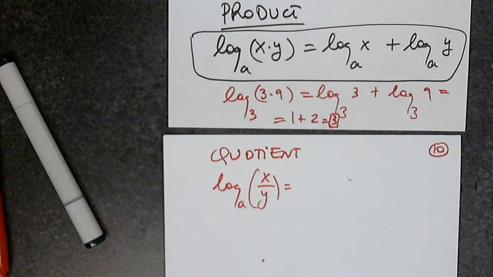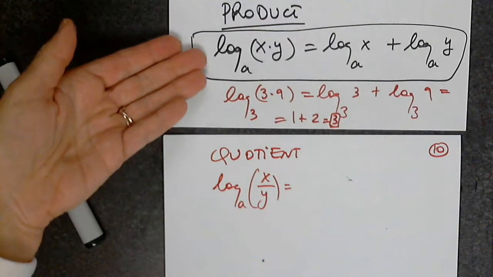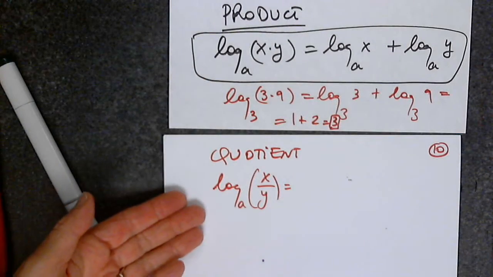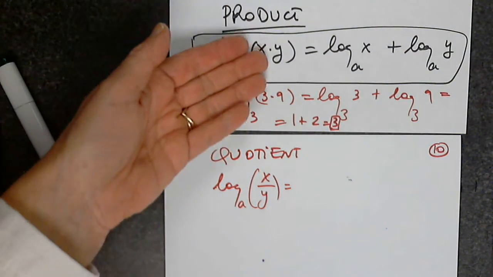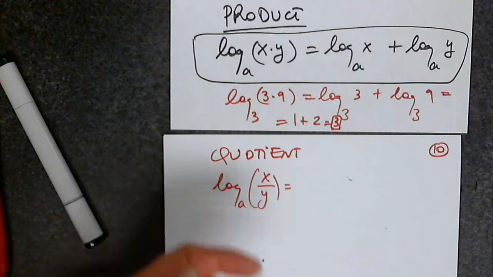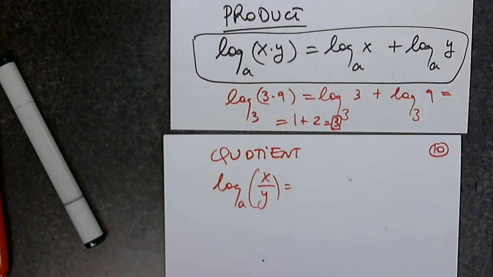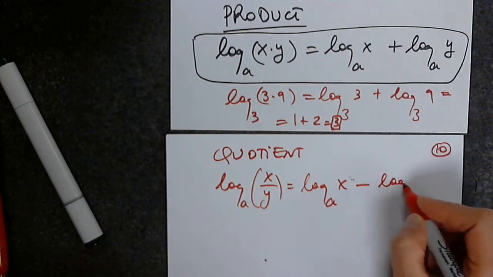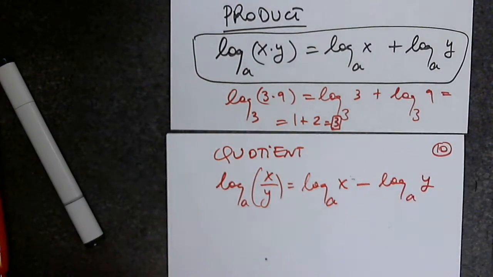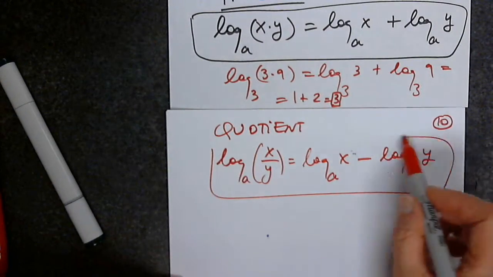What do you think? A wild guess. Look at the product rule and just try to come up with a quotient rule. What do you think will be different? Say it again. Exactly. Log base a of x minus log base a of y. Indeed. This is the quotient rule.